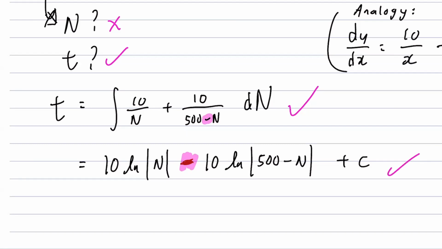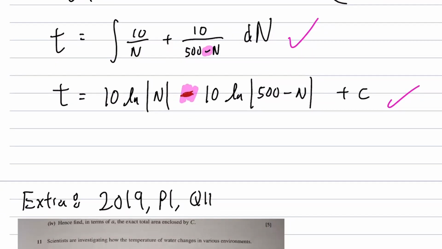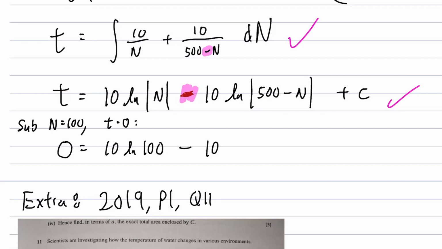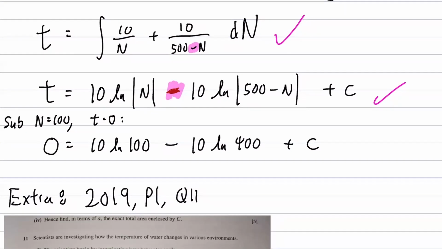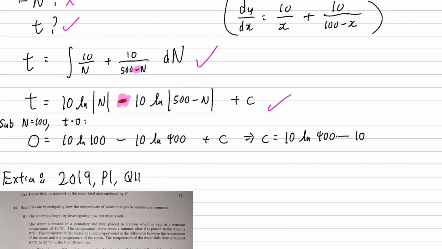Okay, good. Now you got t equals to whatever. What the question asks? Given that n equals 100 when t equals 0. So just sub in the initial condition. Sub n equals 100, t equals to 0. So you get 0 equals 10 ln 100 minus 10 ln of 500 minus 100, which is 400. Modulus 400 is still 400, so don't need to write. Plus c. Then you can solve for c. c equals, let me see, 10 ln 400 minus 10 ln 100. Correct?